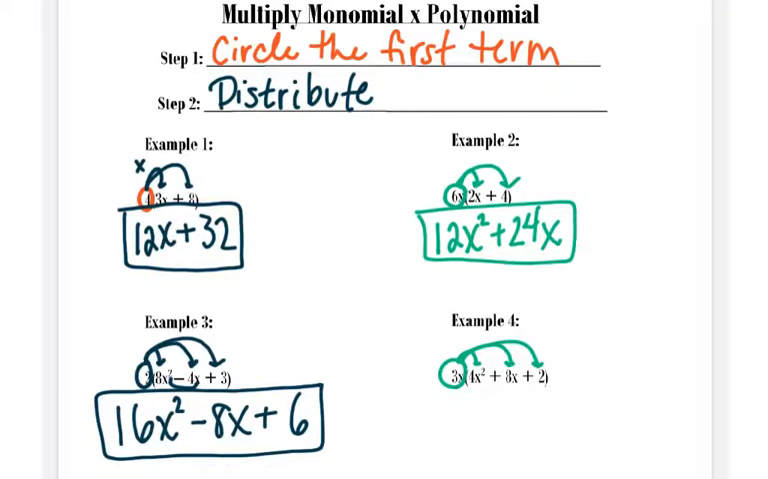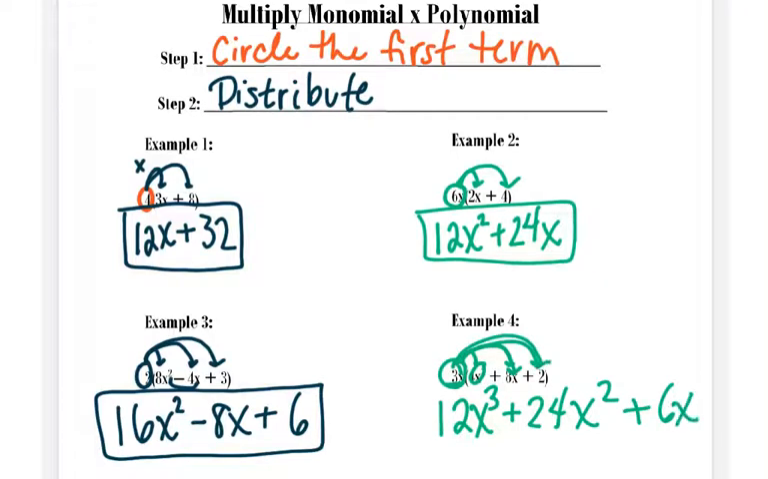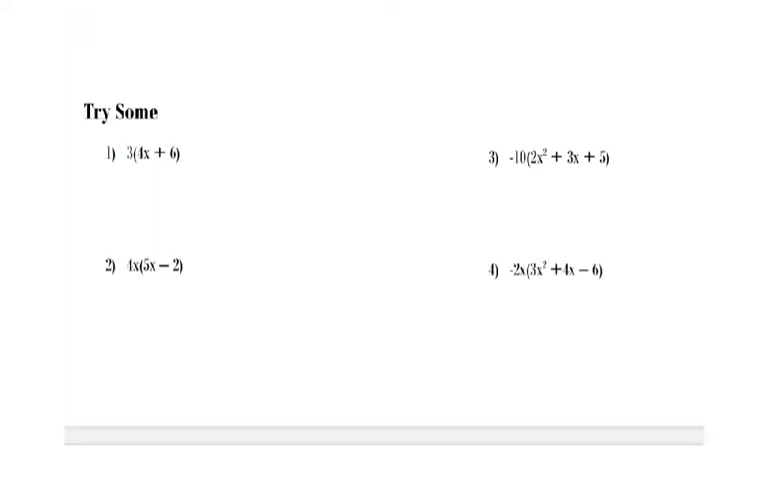3 times 4 is 12. An x here and 2 x's here makes x to the third. 3 times 8 is positive 24. An x here and an x here makes x to the second. 3 times 2 is positive 6. An x, with no more x's, is just the letter x. So again, I distribute the number in front to each of my terms. Go ahead and try the 4 examples below. Go ahead and try numbers 1, 2, 3, and 4.